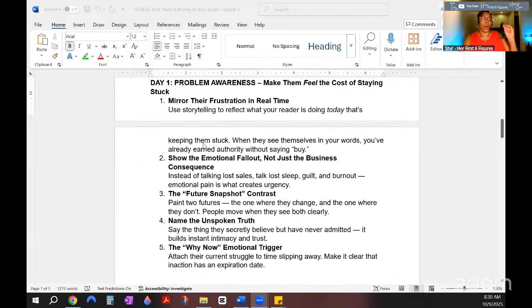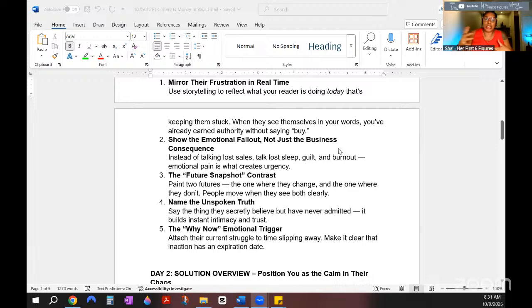So we're going to do that with such strategies as mirror their frustration in real time. We're going to show the emotional fallout, not just the consequence. This has business consequence, but it could be personal consequence, health consequence, lifestyle consequence, whatever it is that you sell. And get into this pleasure.